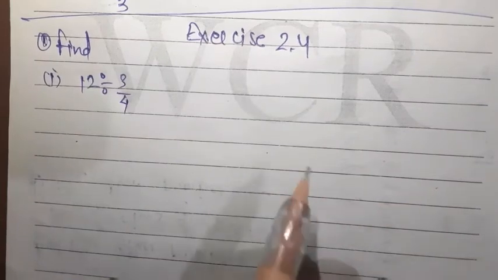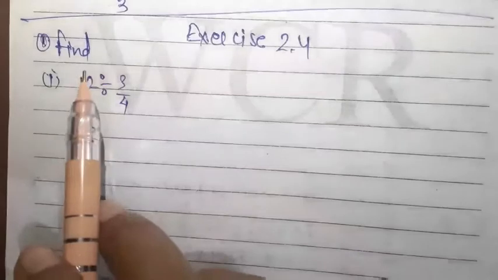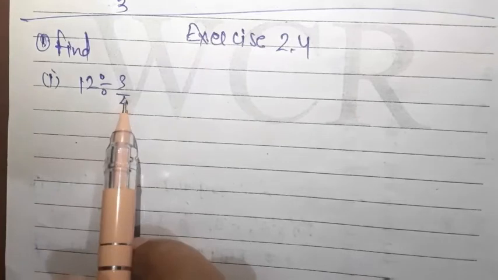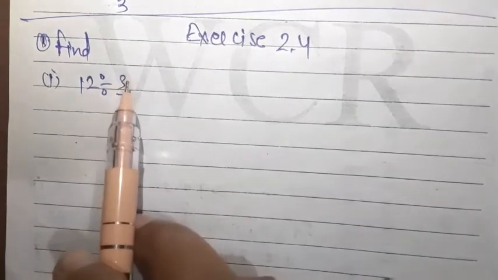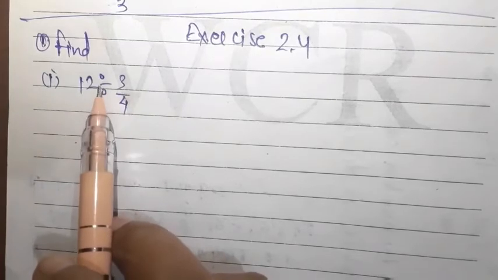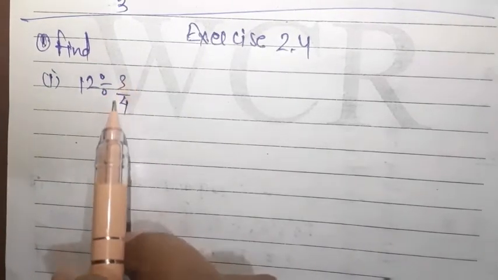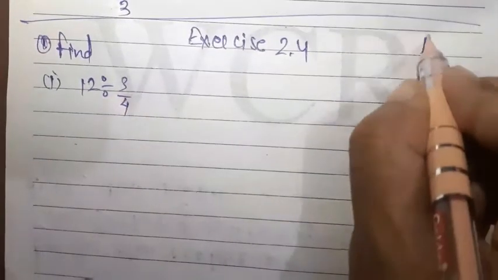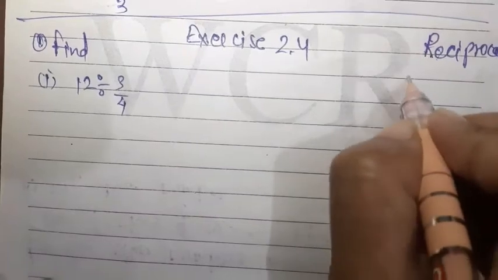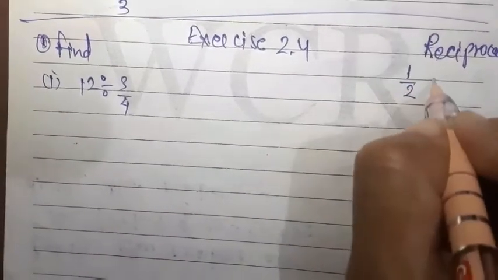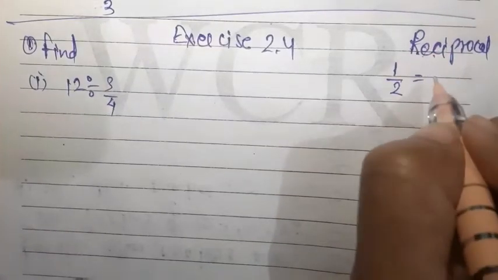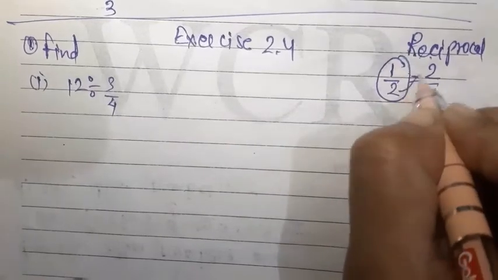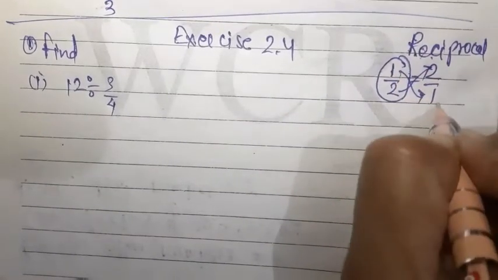Now today we solve exercise 2.4 and here question number 1 is find first 12 divided by 3 by 4. So if we have a fraction, here we change the sign, divide changes to multiply, and this value is changed. First, what is a reciprocal? If we have a number 1 by 2, reciprocal means we write 2 by 1, that is, convert this value into 2 in the numerator and the denominator is 1.